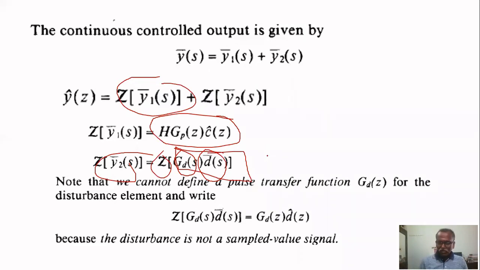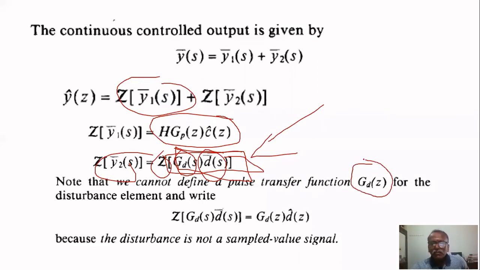But we do not know the form of input. That's why Gd(s)D(s) is written like this. The disturbance is a natural input to the system. Its model is Gd(s). That's why we are writing like this. We cannot define a pulse transfer function Gd(z) for the disturbance elements.